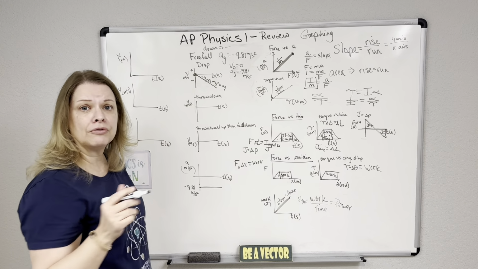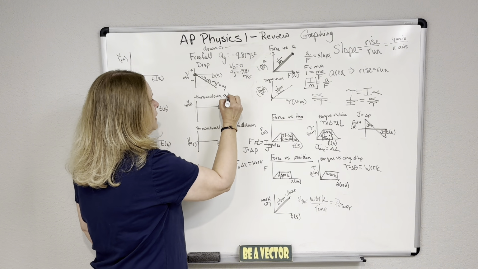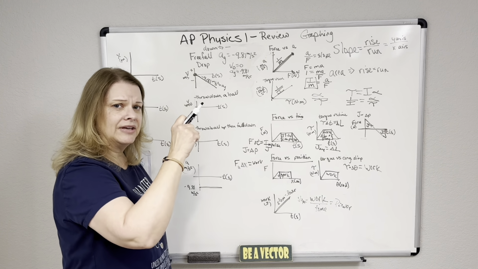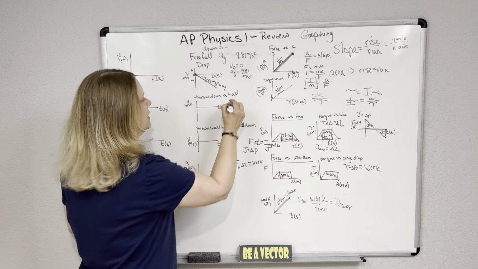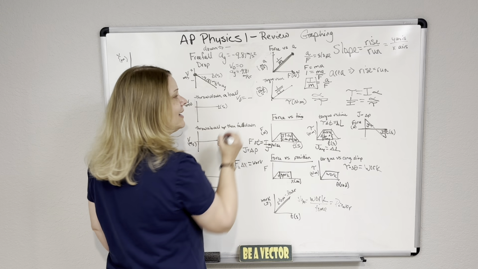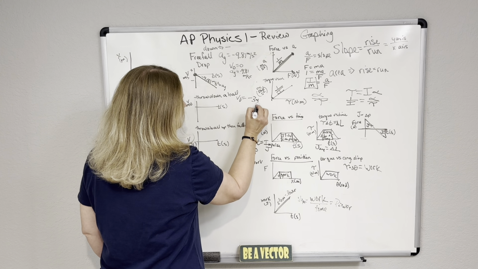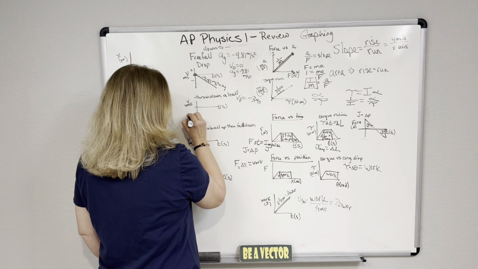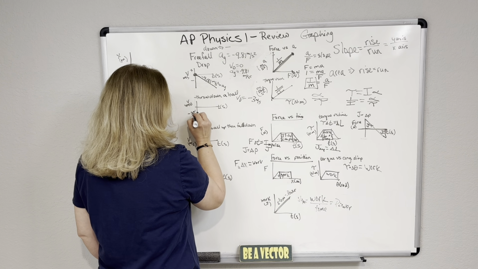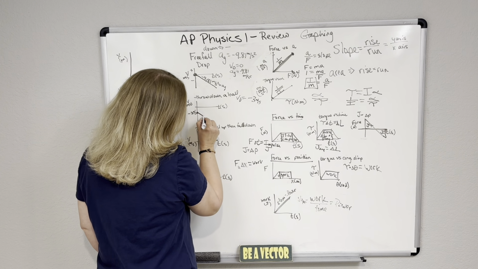Now throw down. You throw down a ball. So we're throwing down a ball, and I throw it down. That means I'm giving an initial velocity that's negative. Let's say it's negative 3 meters per second. So I'm going to start here at negative 3 meters per second, and I'm still going to have the exact same slope.